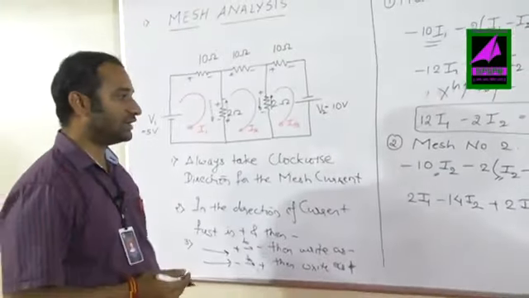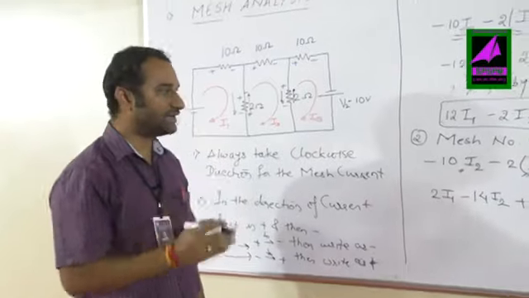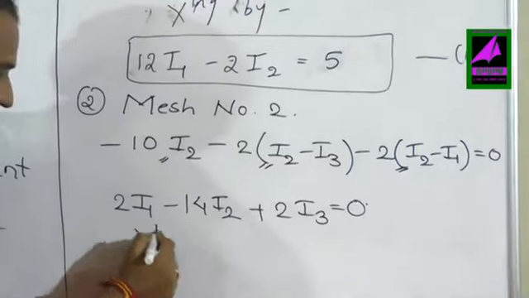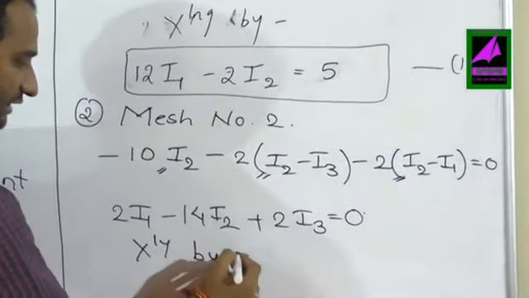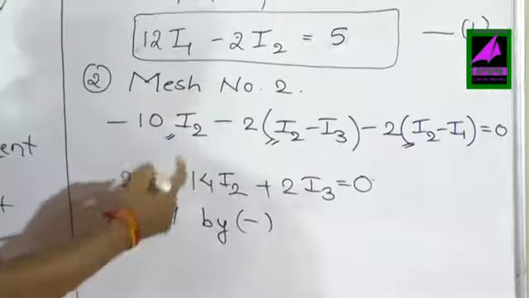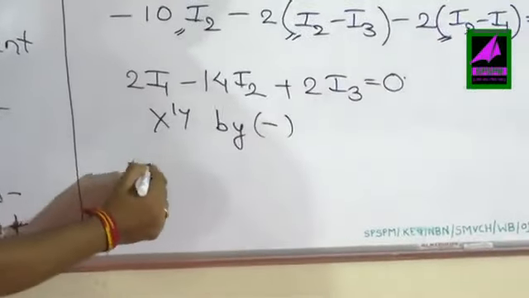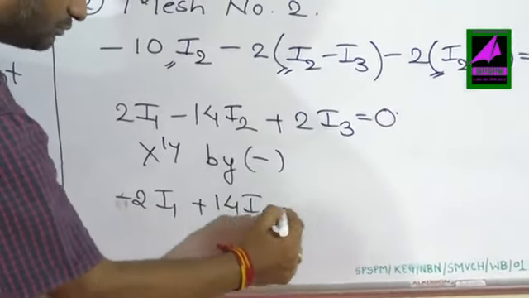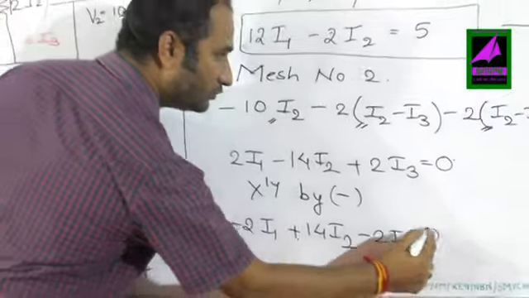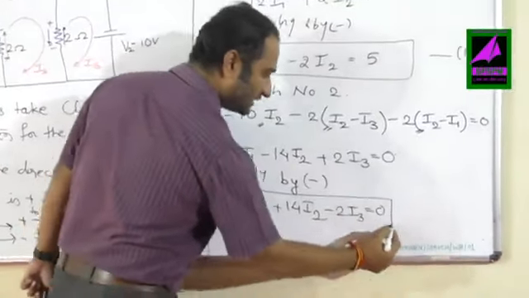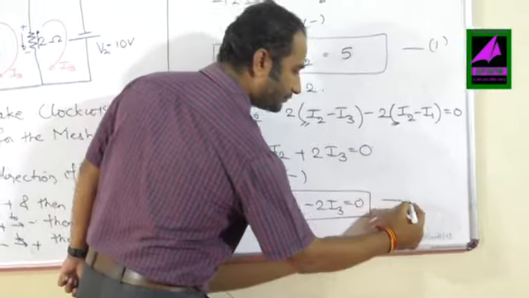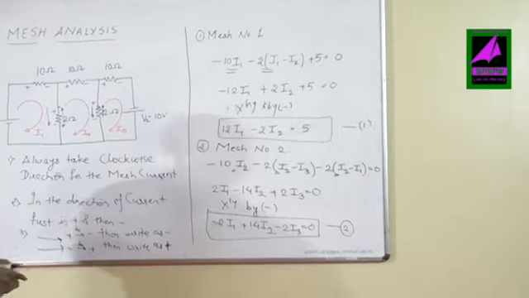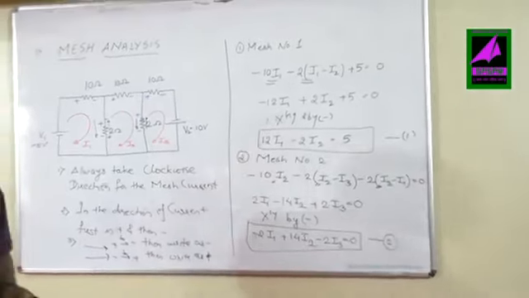Again, I am talking about mesh number 2, so I will take current 2 as positive, rest of the currents as negative. So again I am trying to multiply by minus sign. If I multiply it by minus sign, this becomes minus 2I1 plus 14I2 minus 2I3 is equal to 0. Now you can call this equation number 2. We have found the two equations. We are having 3 unknowns, so it is needed to write 3 equations. So 3.